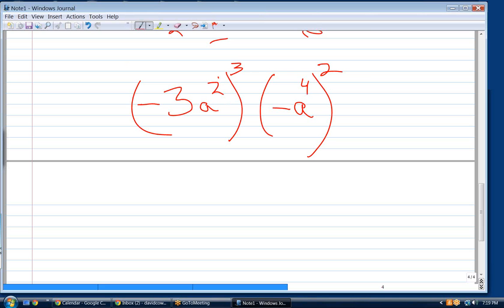And the same reason that this 2 operates only on the a. It does not operate on the minus 3. But of course, if I wrote this, now the 2 does operate on the minus 3. Okay?